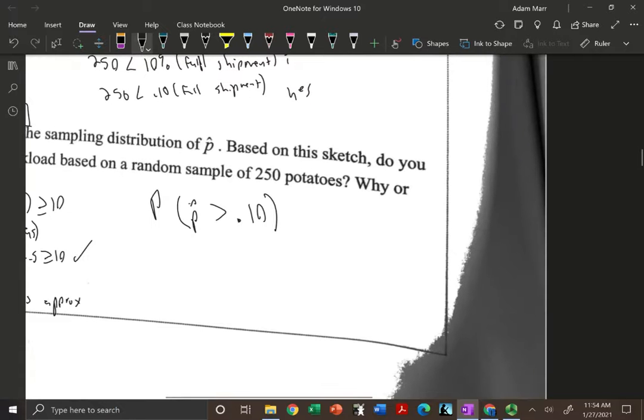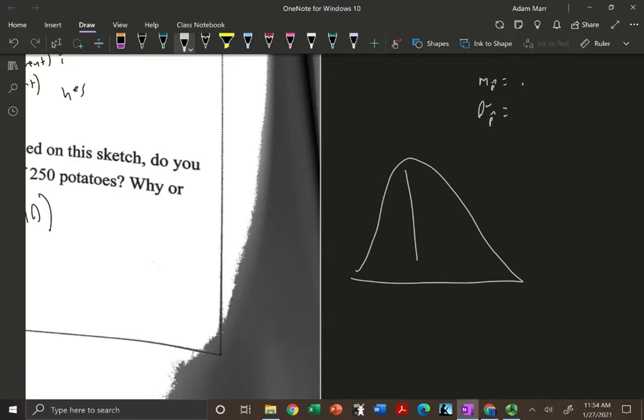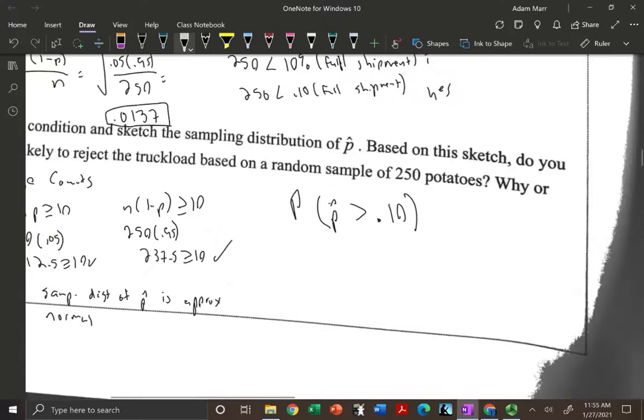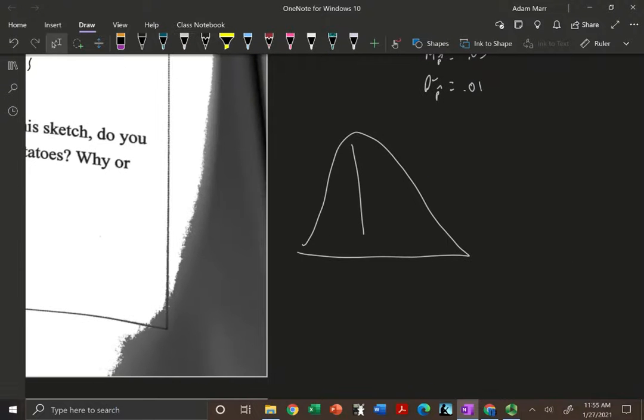So we're going to draw our little curve. I'm going to do this on the side if you don't mind. Once again, 0.05 was our mean, and our standard deviation was 0.0137. So we know our mean is 0.05. One standard deviation above is 0.0637, and 0.05 minus 0.0137 ends up being 0.0363.